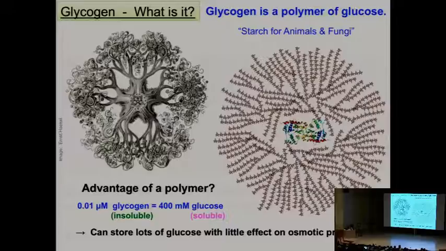Just for some reference, the concentration of glucose in your blood is around 5 millimolar. So this is a really efficient way to concentrate glucose.